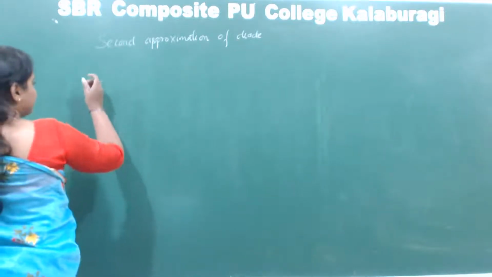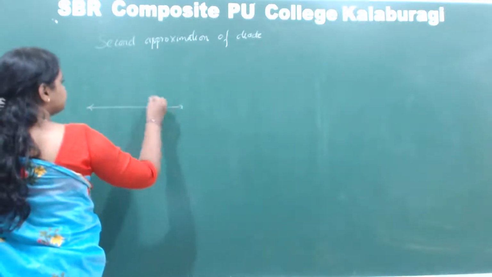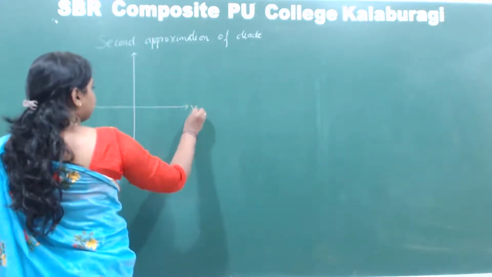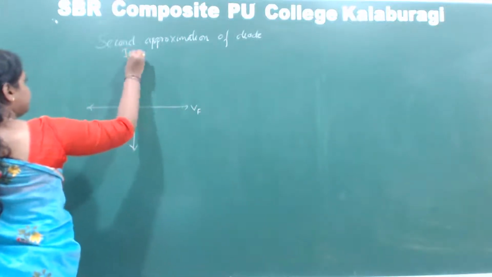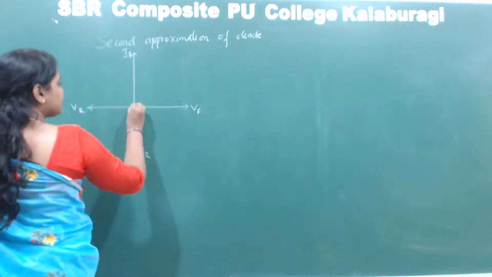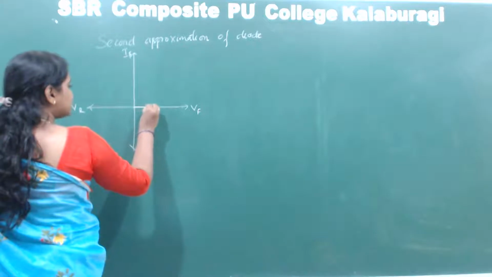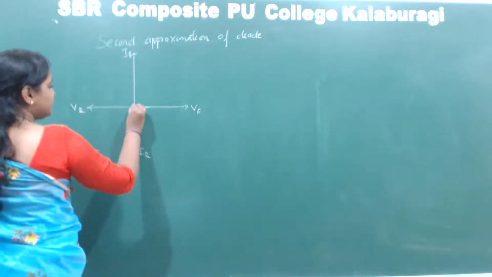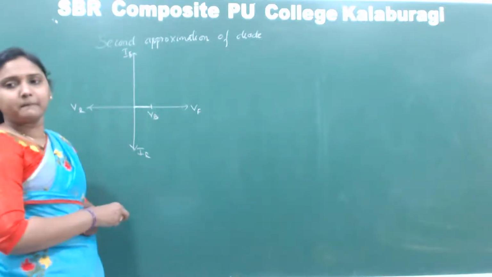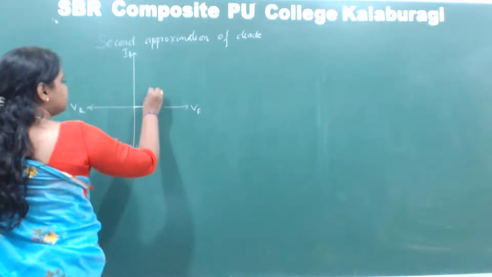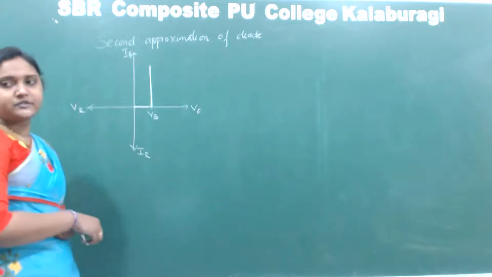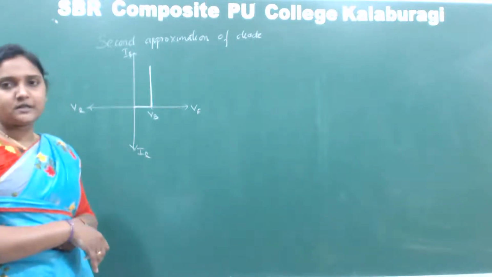With respect to the graph, how can it be drawn? The characteristics: forward voltage, forward current, reverse voltage, reverse current. Up to the knee voltage, it does not conduct, and this is the VB. From the VB, it starts like this, a straight response. Once it reaches the VB, suddenly the current starts.